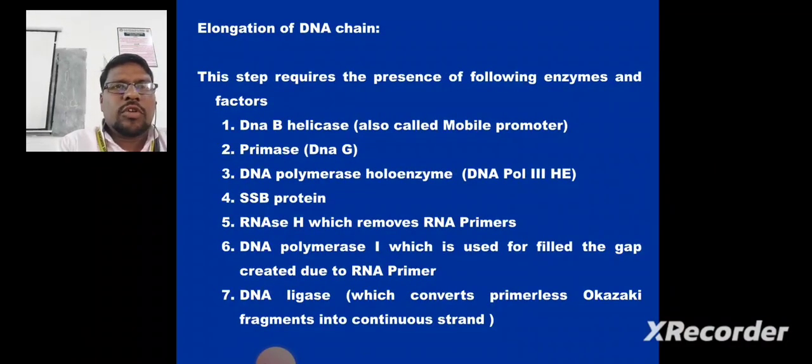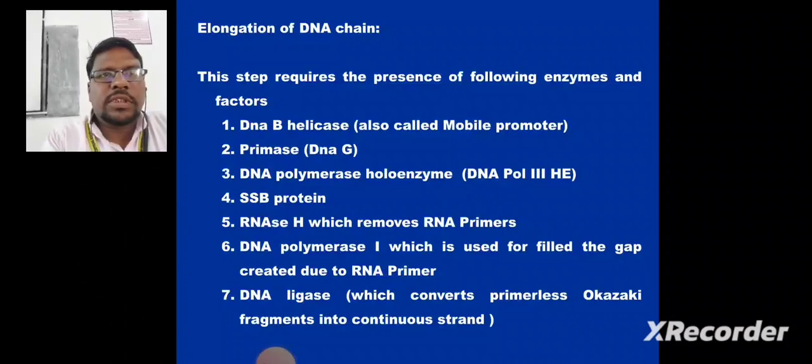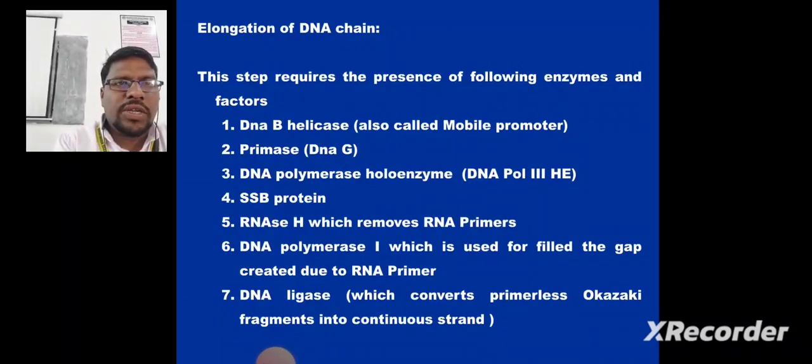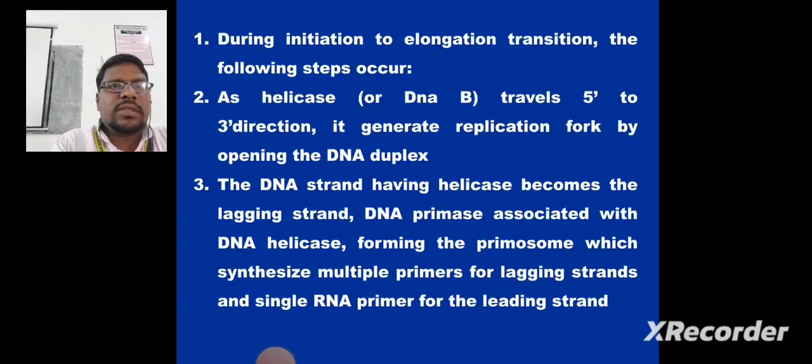Next, let's move on to elongation of the DNA chain. These steps involve the enzymes DnaB helicase, primase, DNA polymerase holoenzyme, SSB protein, and RNase H, which removes the RNA primers. DNA polymerase I is used to fill the gap created by the removal of the RNA primers. And finally, DNA ligase converts the primer-free Okazaki fragments into continuous strands.